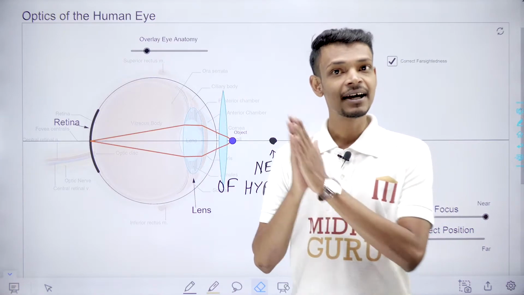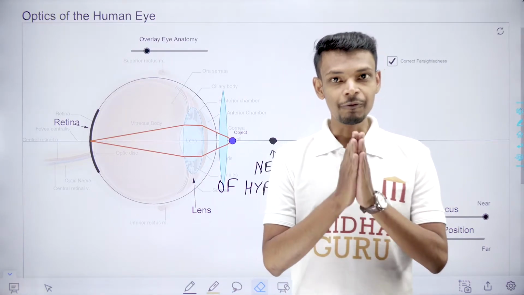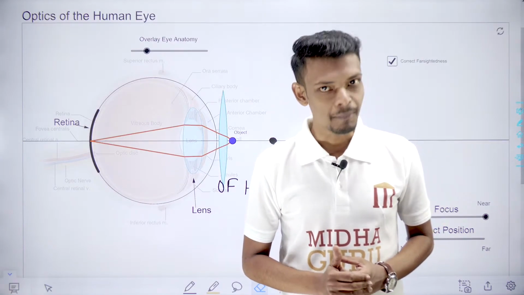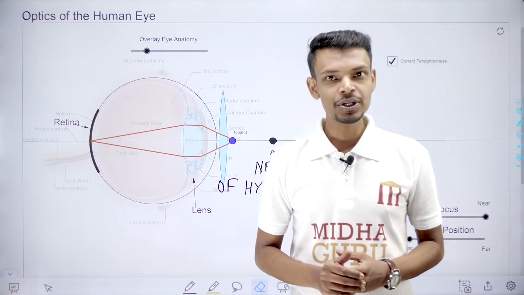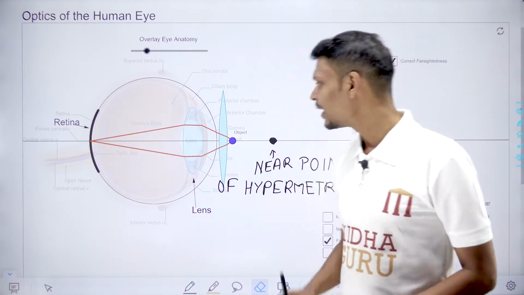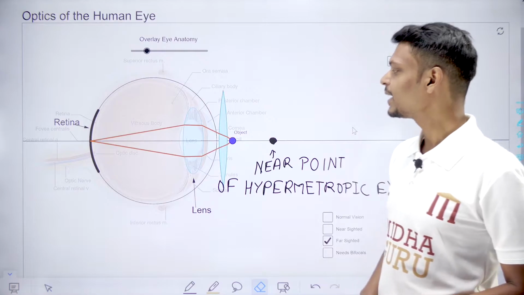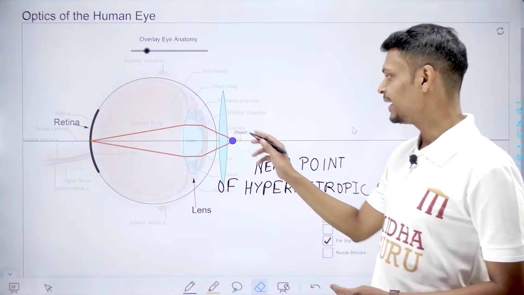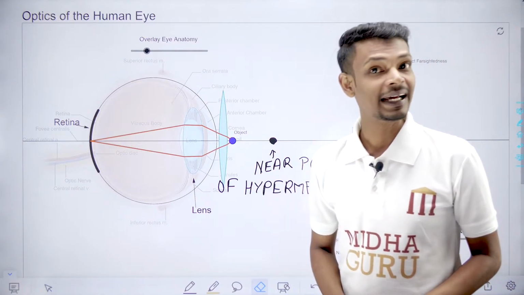We bluff our eyes again. In hypermetropia, we know that the near point recedes away from the 25 centimeter mark and it can be corrected using the convex lens of suitable power. Now here I have a description of a hypermetropic eye, and this point is the near point of the hypermetropic eye, and here I have an object which is placed closer than the near point.